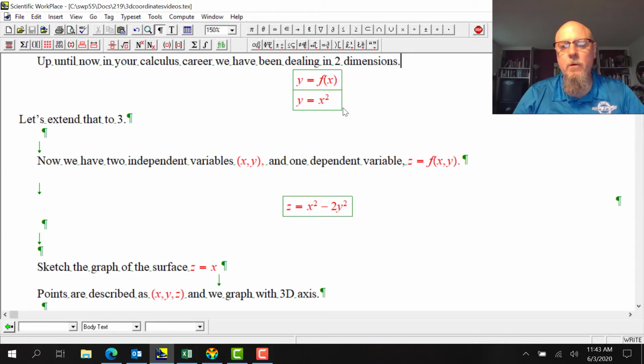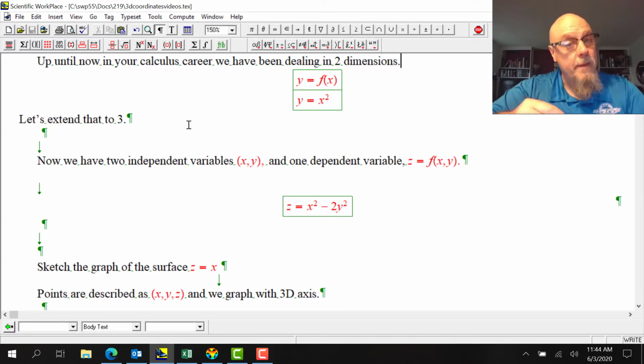Well, don't divide by 0, don't take the square root of a negative number, don't take the natural log, the ln of 0 or a negative number. Those are basically the things that we would worry about. As long as your x doesn't do that, then you can put it into the function. So let's extend that to 3 dimensions.